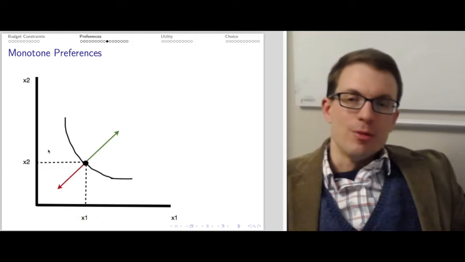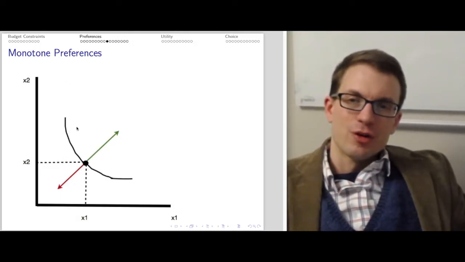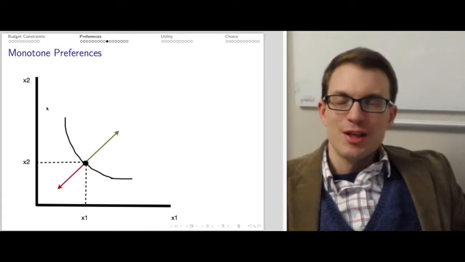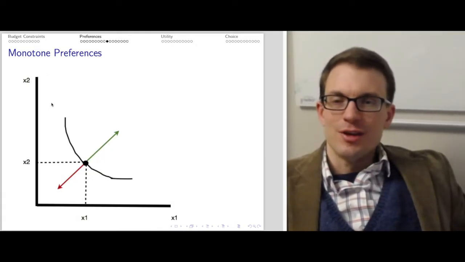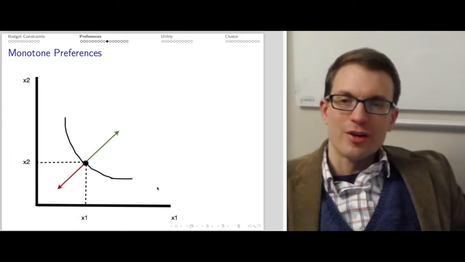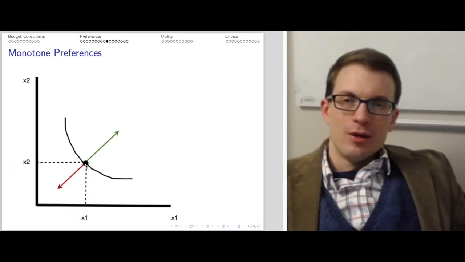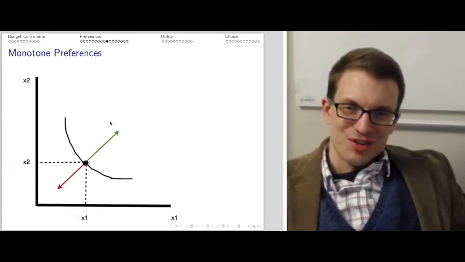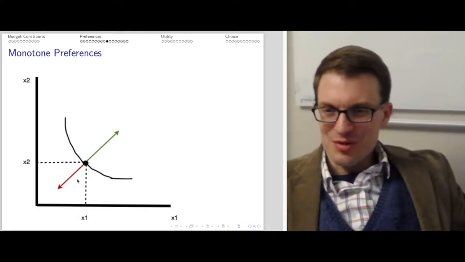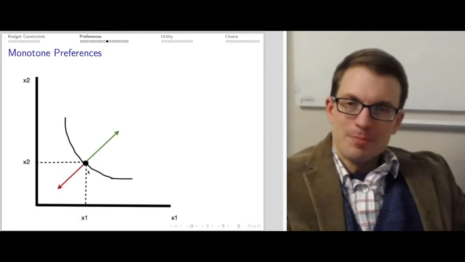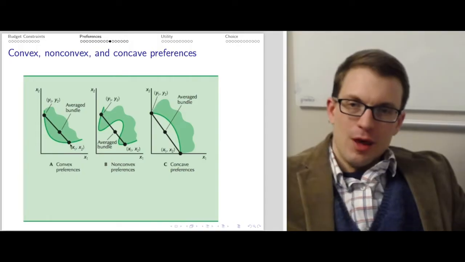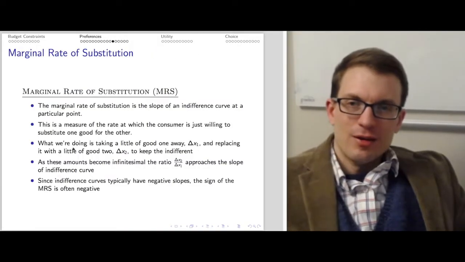So what's the important part? Well, if we get these sort of curved indifference curves, they're not going to touch the vertical axis or the horizontal axis, right? Better bundles are still to the northeast, worse bundles to the southwest. Okay. And then let's not worry about that.